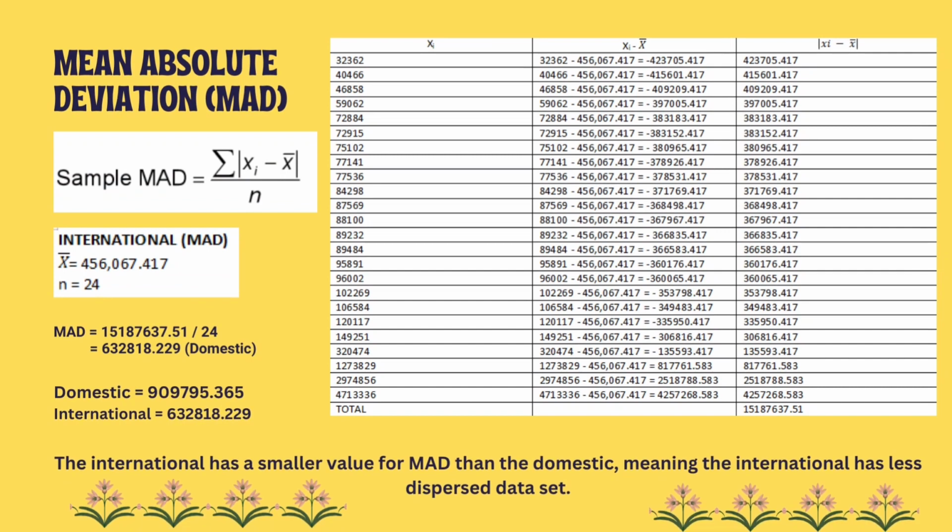Next, for the mean absolute deviation, for domestic we get 909,795.365, and for international 632,818.229. We can conclude the international has a smaller value for mean absolute deviation than the domestic, meaning the international has a less diverse dataset.